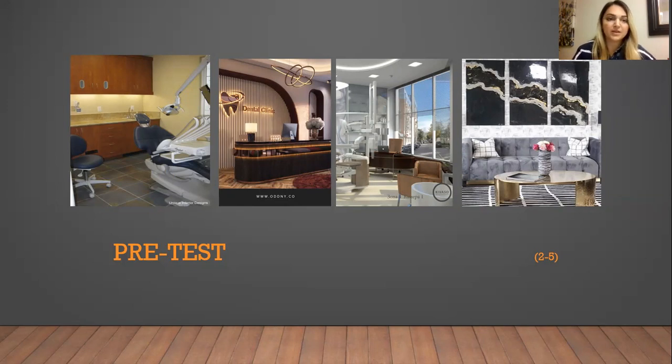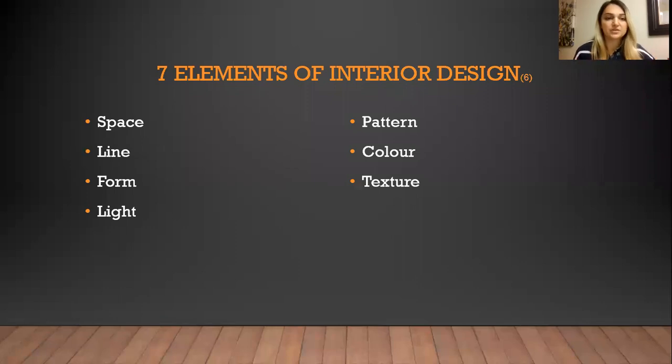Okay, continuing, I would like to talk more about interior design and also answer those questions more deeply. There are 7 elements of interior design, and this is like a cooking recipe, and these are the ingredients. It's space, and line, which is vertical and horizontal line.